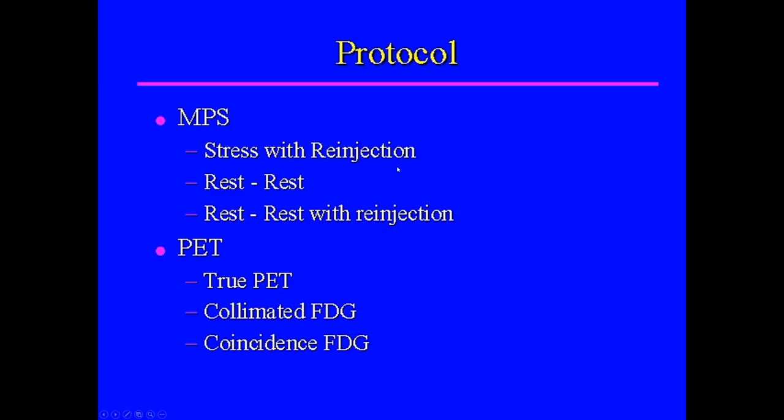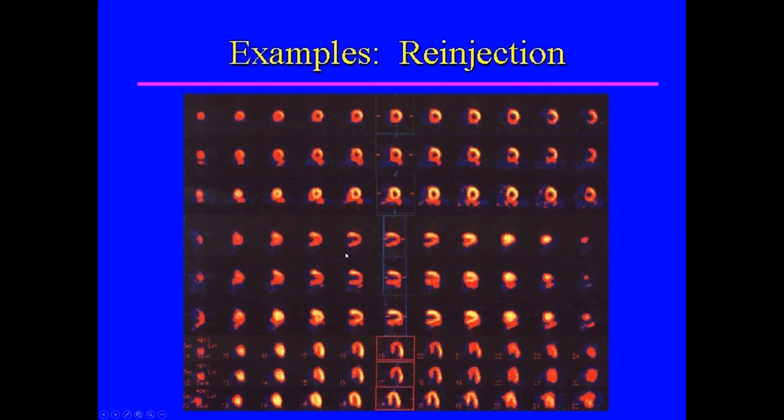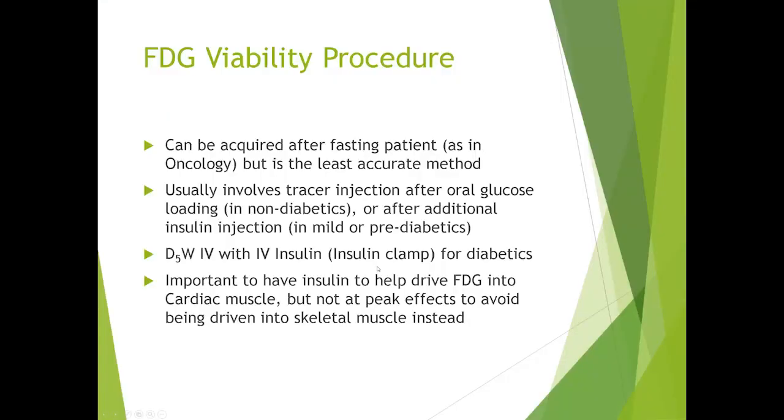So there are various protocols you can use. You can do it without a stress. You can just do a rest and delayed rest study. You can do rest with reinjection later on. Or you could do PET with FDG, and we'll get into that shortly. So for example, here's a case where you have thallium stress in the first row, rest in the second row, and you can see there's a fixed defect in the inferoseptal region, which on further reinjection and delayed views up to 24 hours out, you can see fills in very nicely, showing that there is indeed viability in that area of infarct.